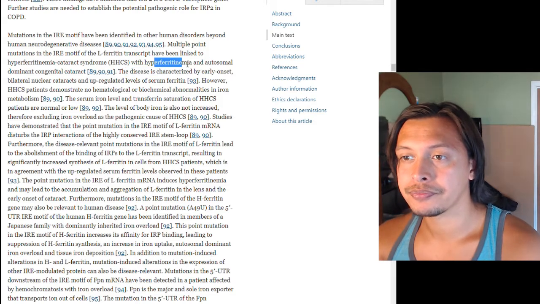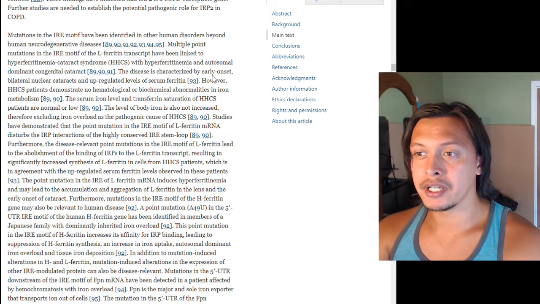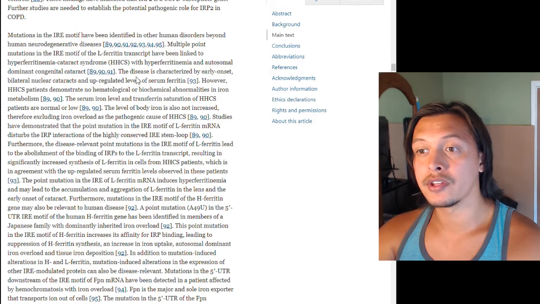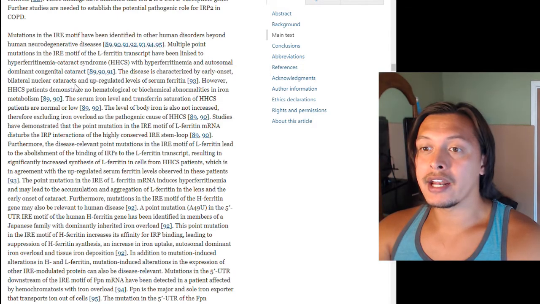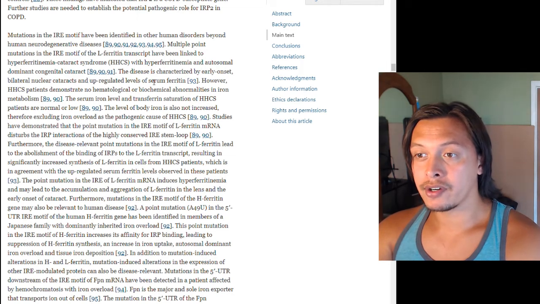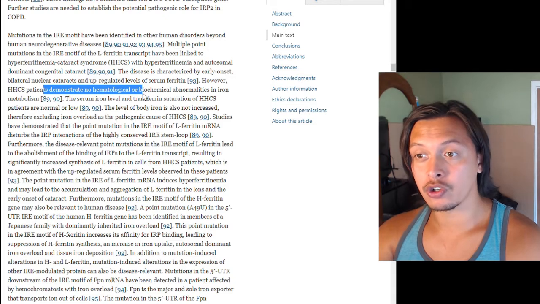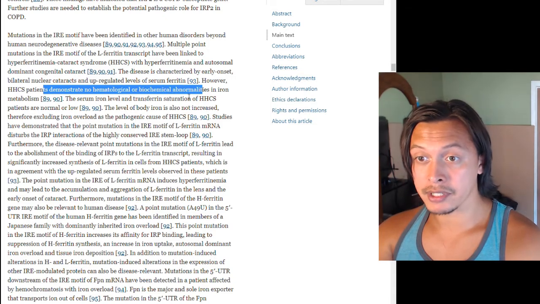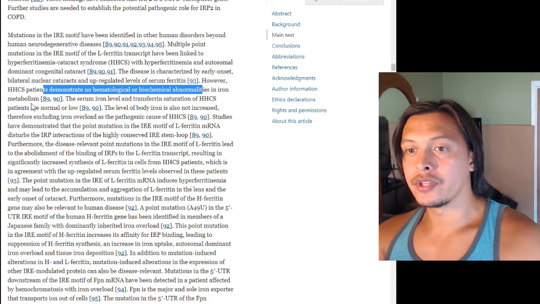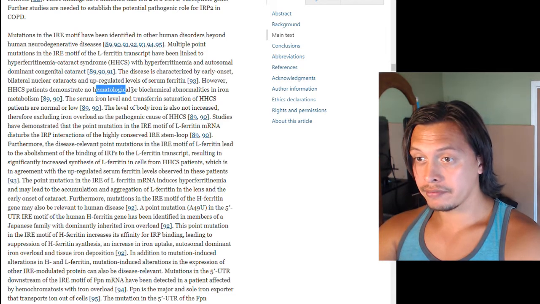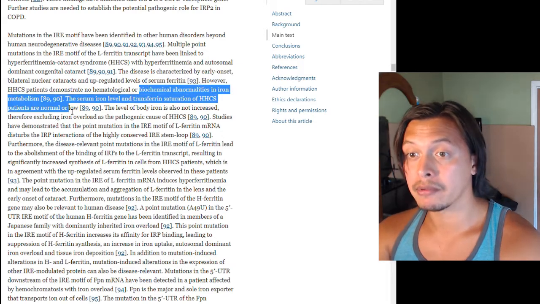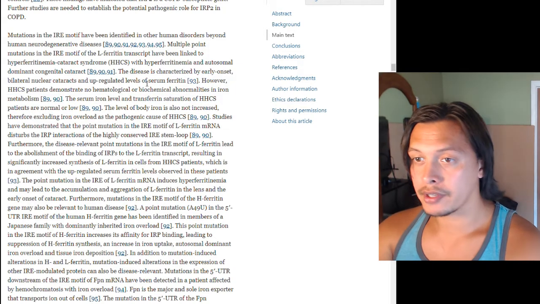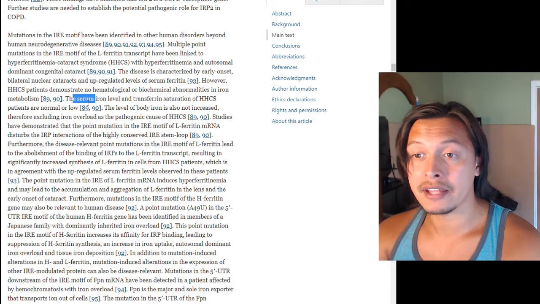Yeah, here. With hyperferritinemia and autosomal dominant congenital cataract. So the disease is characterized by early onset bilateral nuclear cataracts and upregulated levels of serum ferritin. However, HHCH patients demonstrate no hematological or biochemical abnormalities in iron metabolism. So they don't appear to have biochemical abnormalities in iron metabolism, but there is a pathology that is coming up.